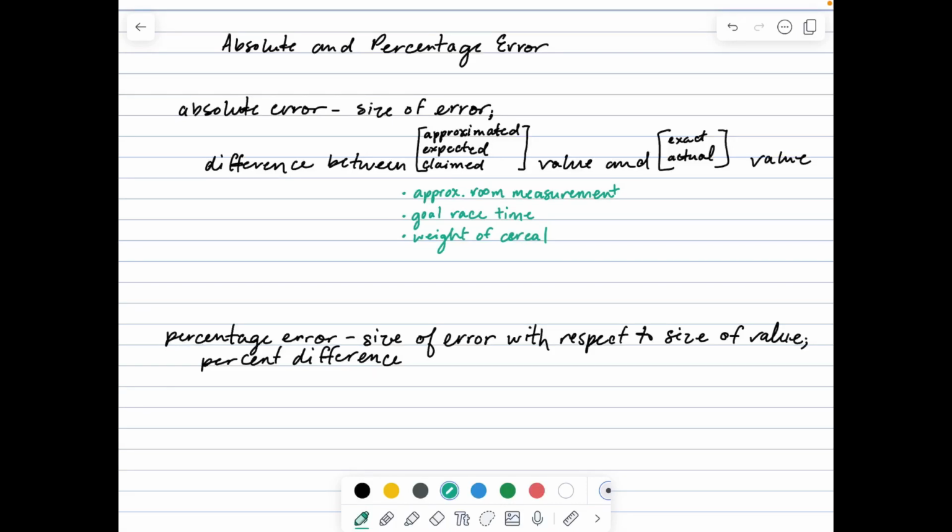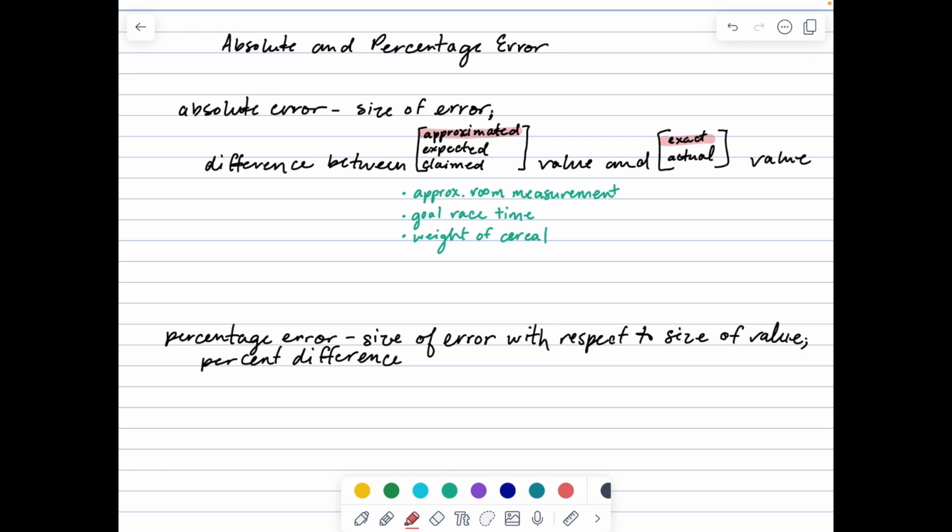This is a lesson about absolute and percentage error. We are looking for ways in this lesson to quantify error, or the difference between what value we expect something to have, and what value it actually has. We call that error, and absolute error is just the size of the error. What is the difference between, for instance, an approximated value and its exact value?